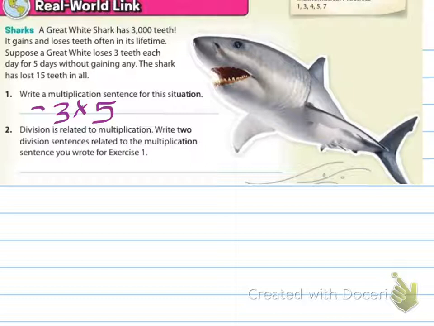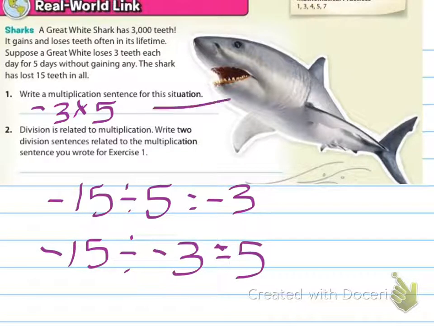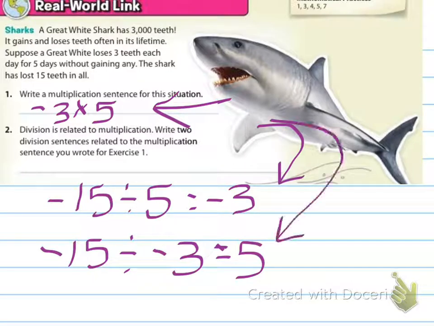Division is related to multiplication. Write 2 division sentences related to the multiplication sentence you wrote for exercise 1. So maybe you would say -15 divided by 5 is going to be -3, or maybe you'd say -15 divided by -3 would equal a +5. So taking the same sentence and just rewriting it as a division problem, using the answer along with that.